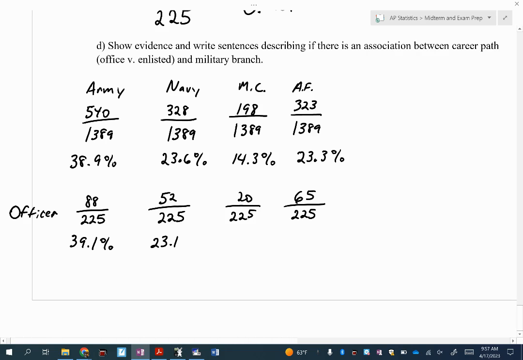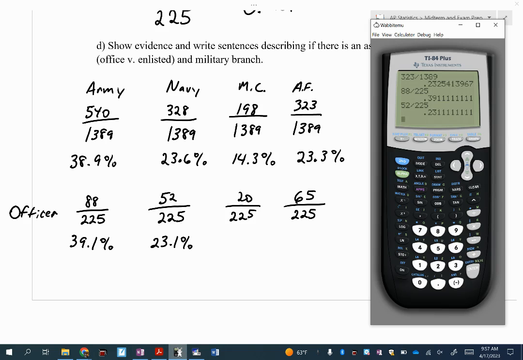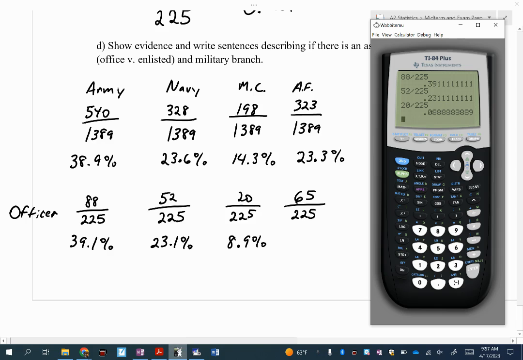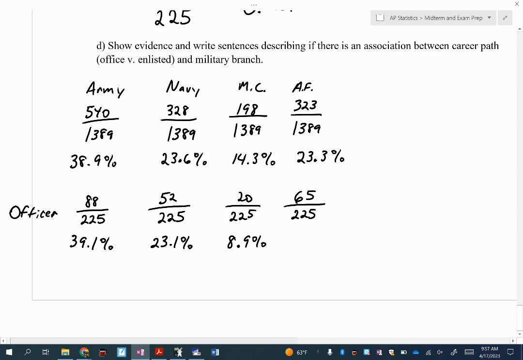23.1%. That's about 8.9%. And the last one, 28.9%. Now, I'm going to do the next one. But guys, if I was doing this for real, I would probably have enough information to make a decision.